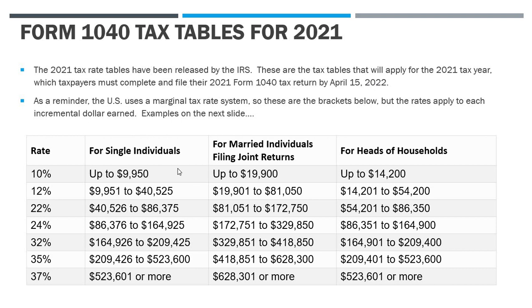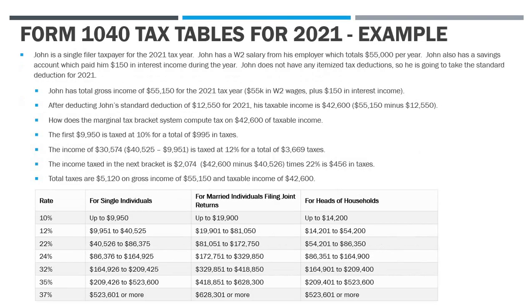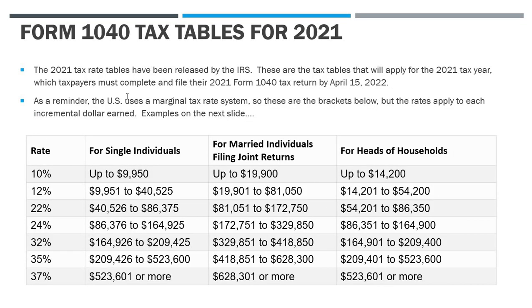This is a slide with the rates, and then we have a second slide where we're going into an example of how the marginal tax rate system works using these tables. So as a reminder, just to start, the U.S. uses a marginal tax rate system, okay? So when you look at these brackets below, the rates that you see apply to each incremental dollar earned. It doesn't apply based on where you fall within the range, period.